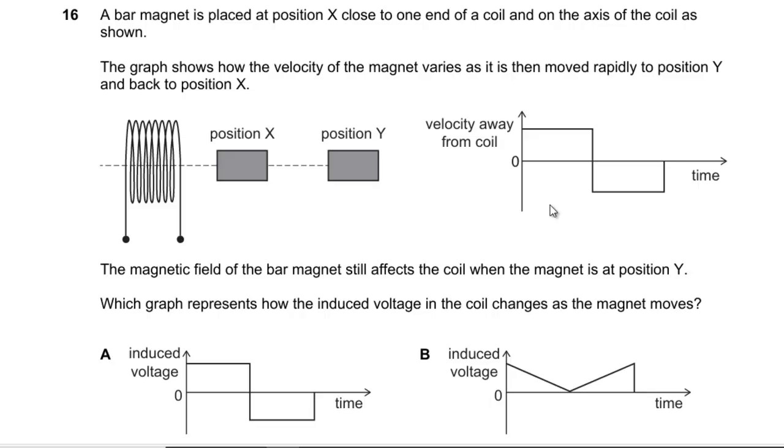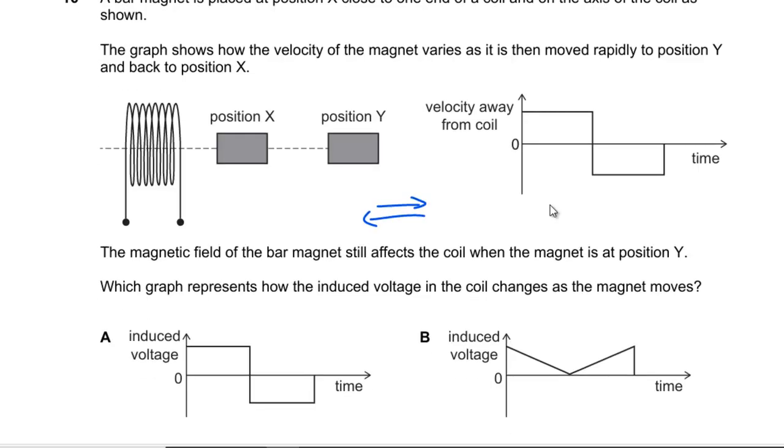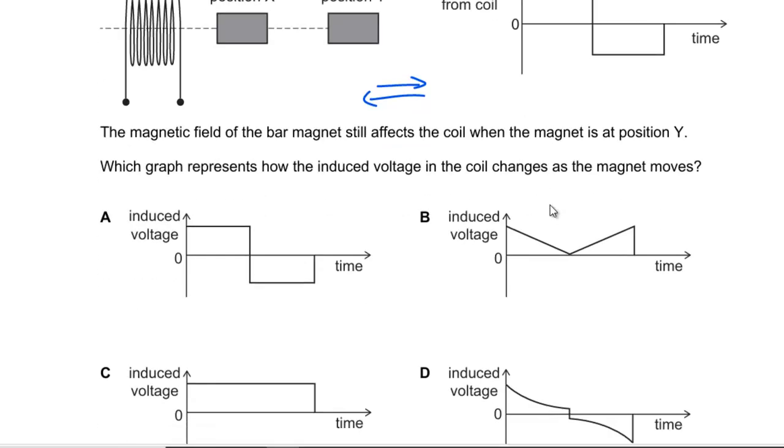Right, well, it's going to have to be opposite as we're going out and back. So we're going to have a sort of mirror image of each other. So it's not going to be B. Plus they said the magnetic field of the bar still affects the coil at position Y. I suppose you're going to get an instantaneous, it's going to go through 0 though, isn't it?